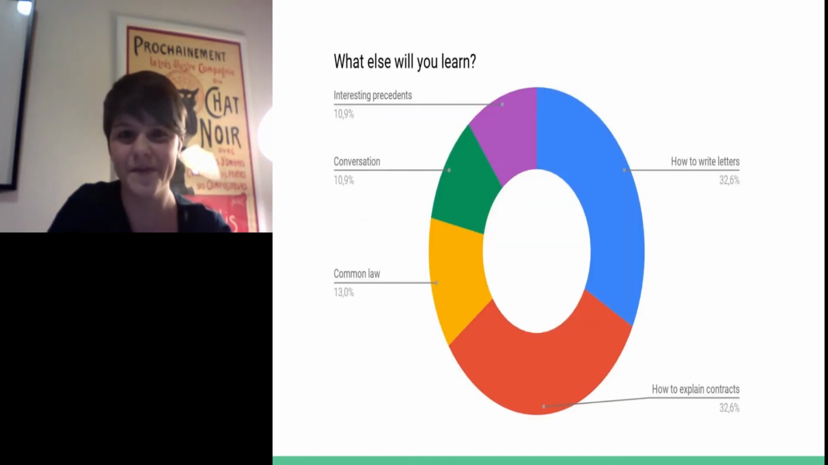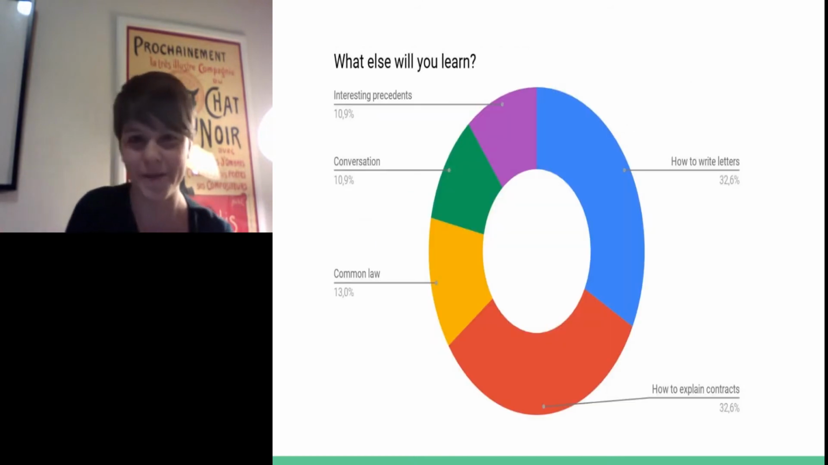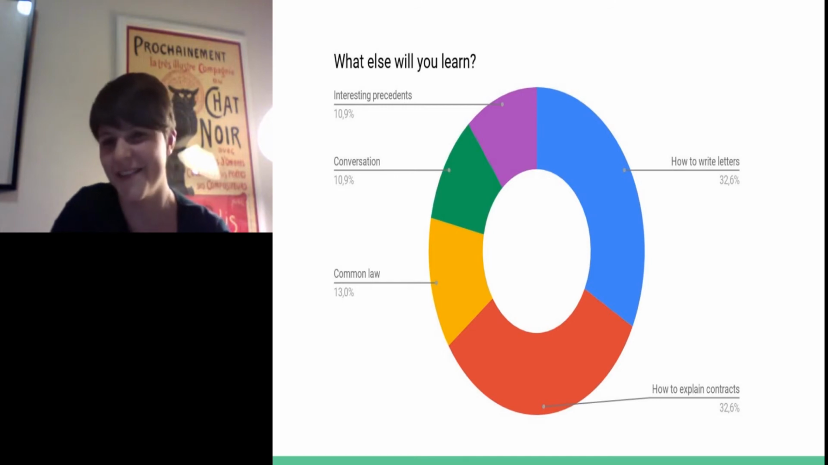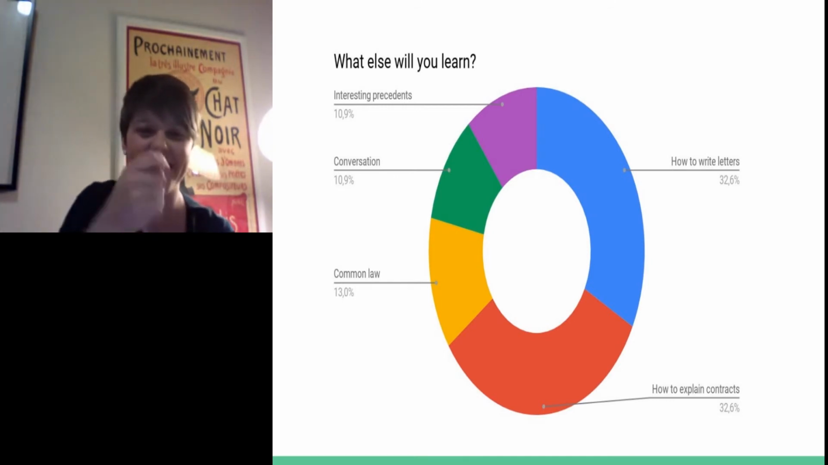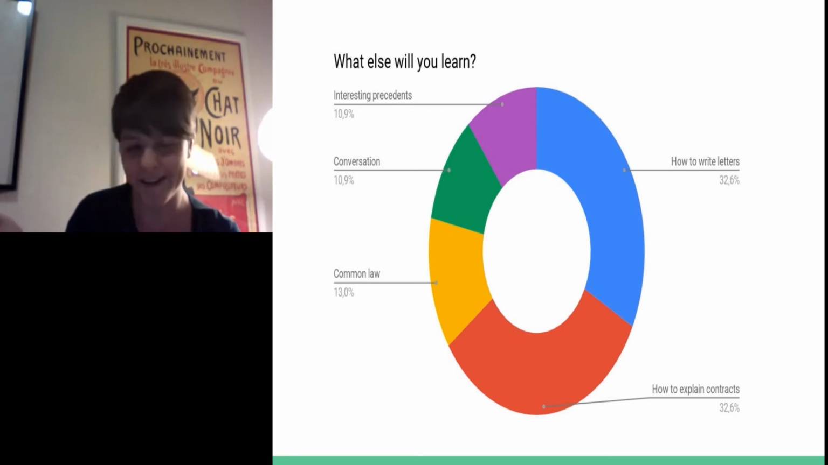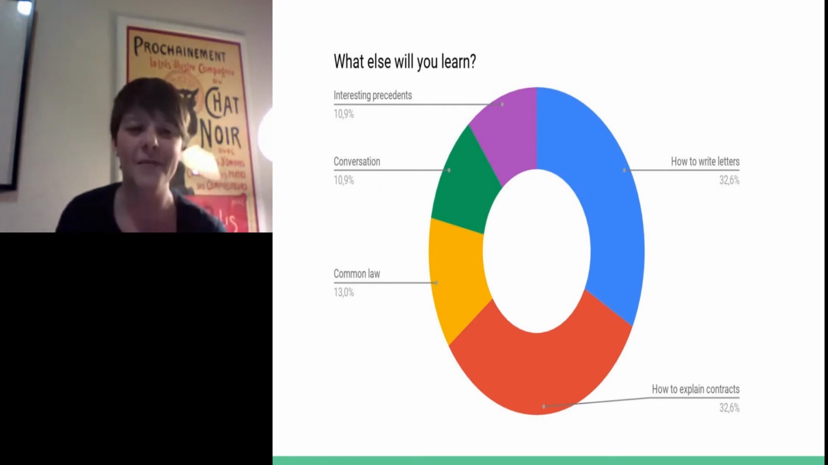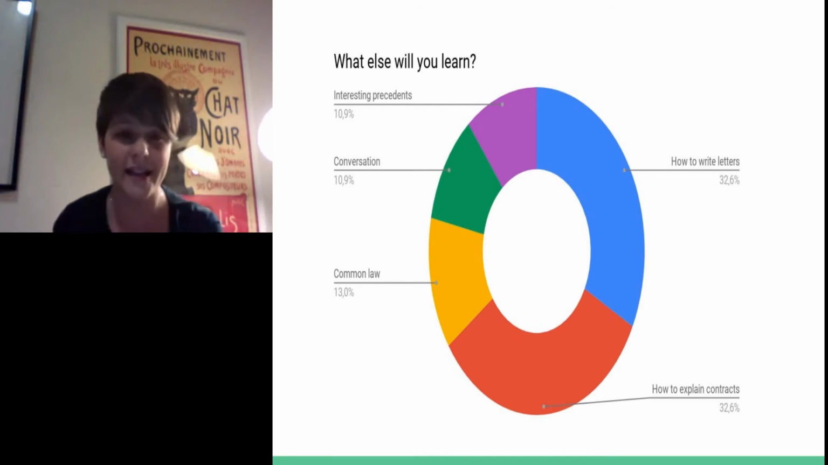Something else you will learn. We're going to learn about how to write letters. I'm sure that if you studied English, you've been writing letters all your learning years. But this is how to write formal letters, how to write letters of complaint, how to write letters to your clients. So it's more or less formal letters that are focused on legal vocabulary.